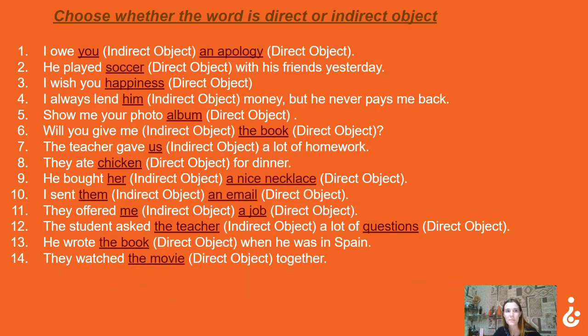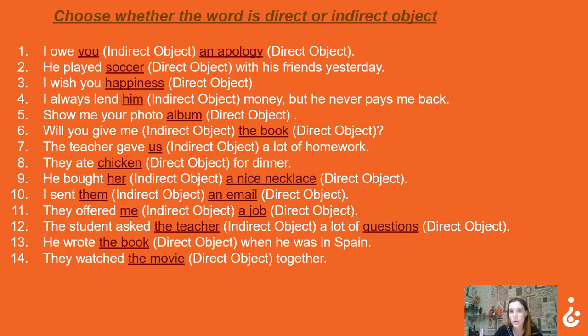check it. So, I owe you, it's indirect object. An apology, direct. He played soccer. Soccer is direct object, with his friends yesterday. I wish you happiness. Happiness is direct object. I always lend him, indirect, money, but he never pays me back. Show me your photo album.